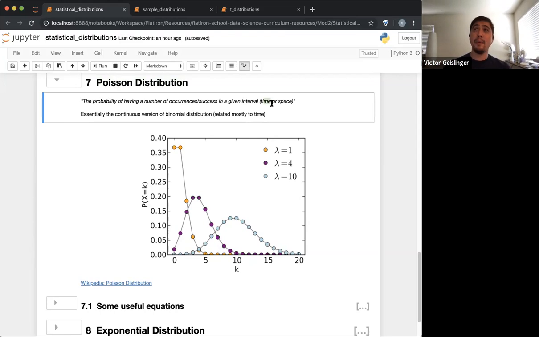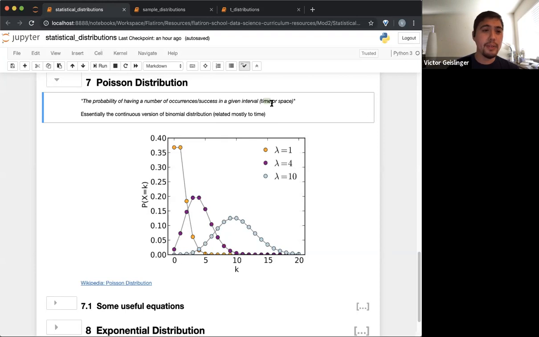So one example the curriculum talks about is, on average, 20 customers walk into a store within an hour. What's the probability of no one coming into the store in the next 20 minutes? Basically you're trying to say how many times this happens within a given amount of time. So it's kind of like the continuous version of the binomial distribution.